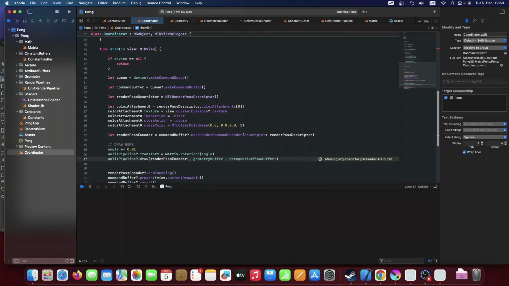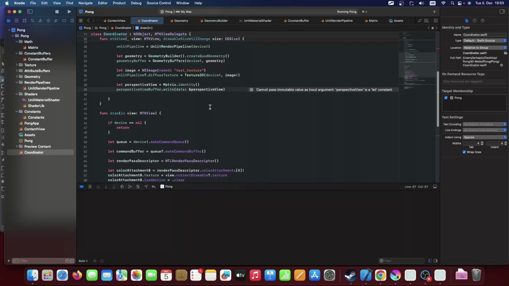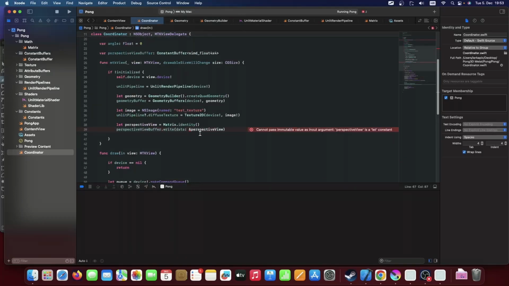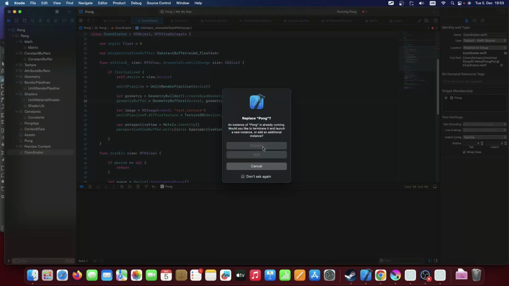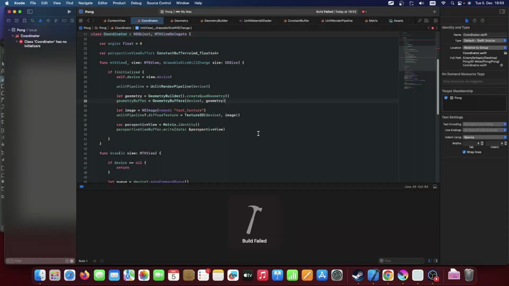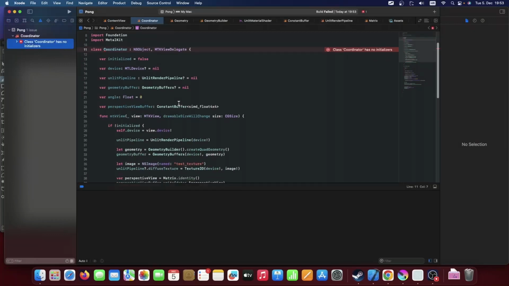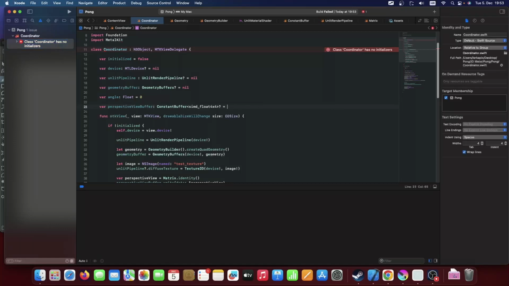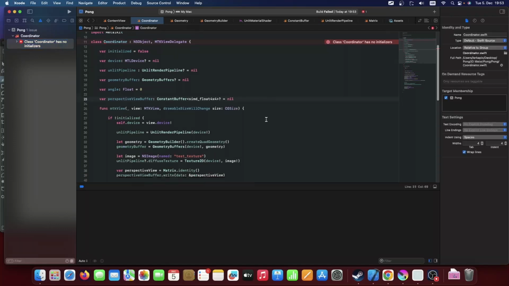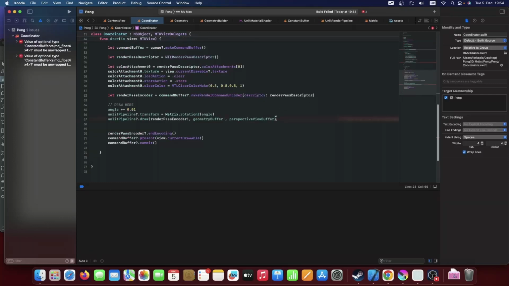And I probably need to unwrap it. No, maybe yes. I don't even know anymore. It might not build. Why? Aha, it's a let constant. It needs to be var, and I think we're good. Let's just check it. Build failed, constructor has no initializers. It actually needs to be nil because it's not in the constructor, so that means let's change it to nil, and let's say here unwrap operator.